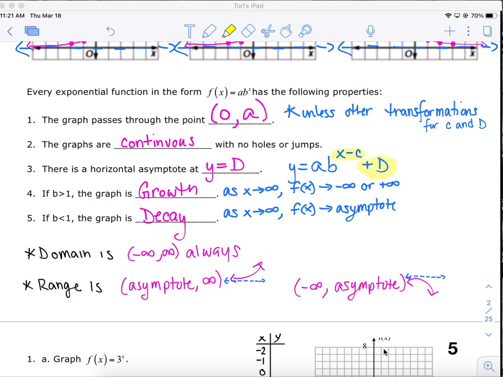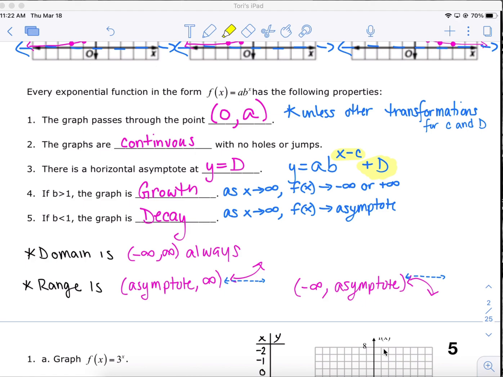All right, so as a general rule, the graph is going to pass through the point (0, a), because if I plugged in 0, b to the 0 would give me 1, and my a value would be 1 times whatever that value is, okay? Now, that does change if you end up with transformations for c and d. Just keep that in mind. You will find it very helpful to make tables for these as a way to guarantee you get all the points right.